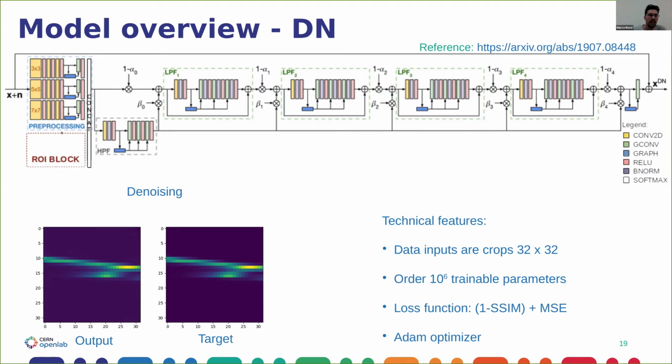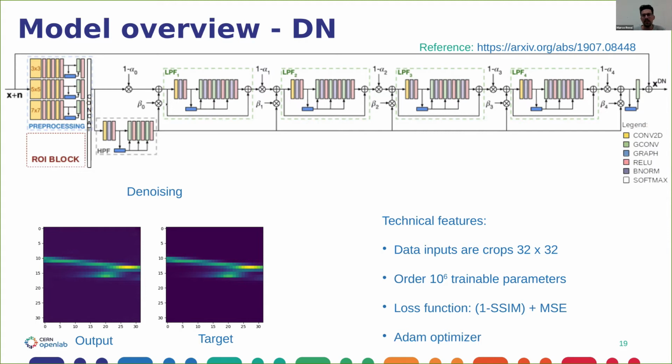As you can see here, we have an early stage of processing that is comprised of some pre-processing blocks and an ROI, so a fully trained ROI presented before, whose output is concatenated with the other and then passed through some filters.